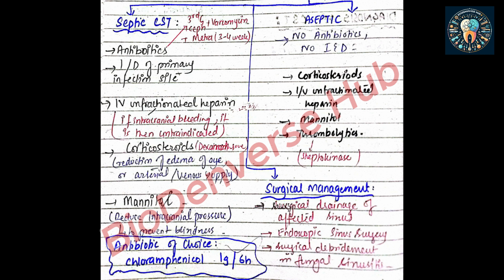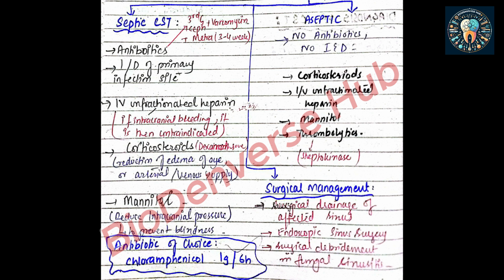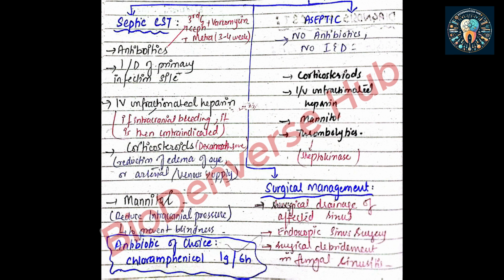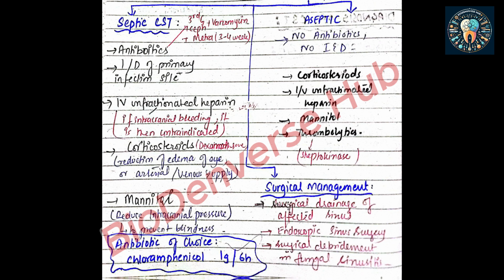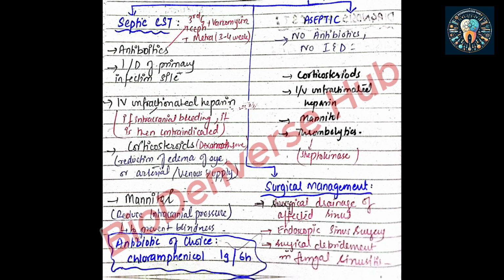So now we will move on to the aseptic cavernous sinus. All of the measures will be similar except that there should be no antibiotics because it is not of infectious origin, and no incision or drainage because, as it is the aseptic one, there will be no infectious site present. After that, the rest is the same. You will go for corticosteroid therapy, dexamethasone, for reduction of the edema, and IV unfractionated heparin because it's a thrombus, so you need to dislodge it.